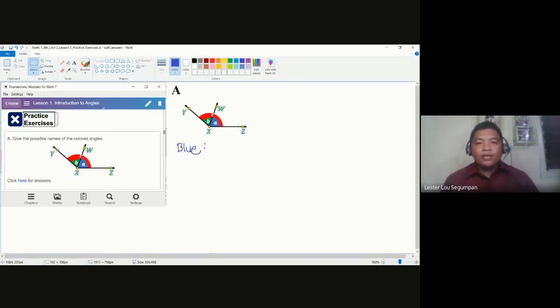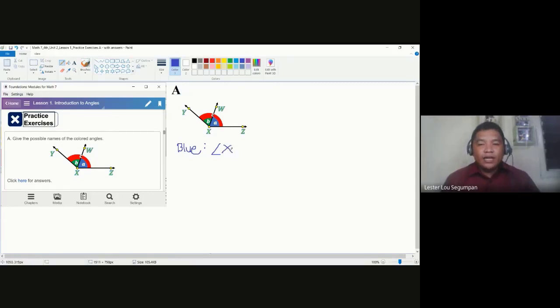The second way, which will actually be possible here, is with the use of three different points. These three different points are the points found on the sides of the angle, or the rays being used to describe that angle. For the blue colored angle, we have two rays, ray XW and XZ. So we will be using here points X, W, and Z. But how do we arrange it? Take note that this is a symbol for angle, but we need to name this one. How do we use it?